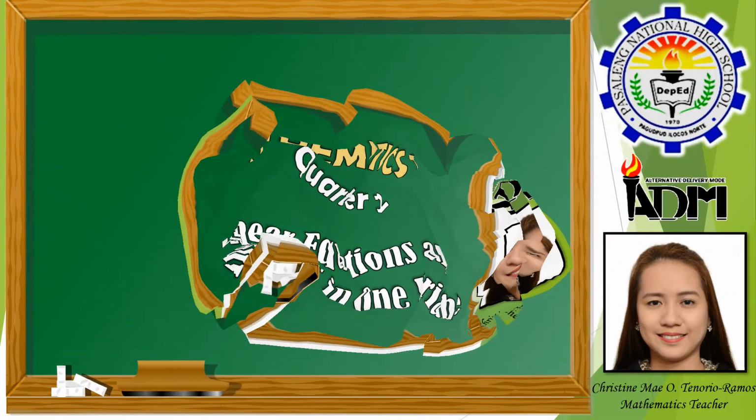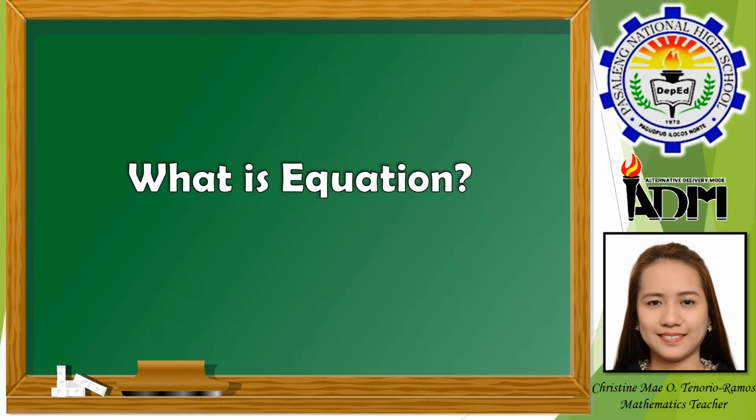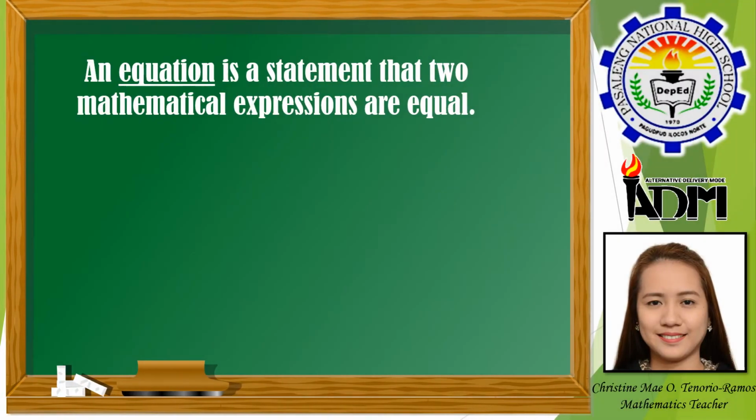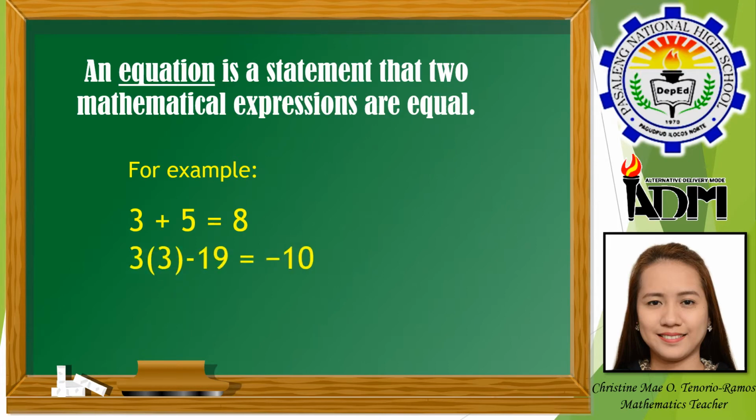First, let us define an equation. An equation is a statement that two mathematical expressions are equal. Ibig sabihin nito, yung expression sa kanan ng equation ay kapareho lamang ang value sa kaliwa. Halimbawa, 3 plus 5 equals 8. So 3 plus 5 is equal to 8, and then 8 is equal to 8.